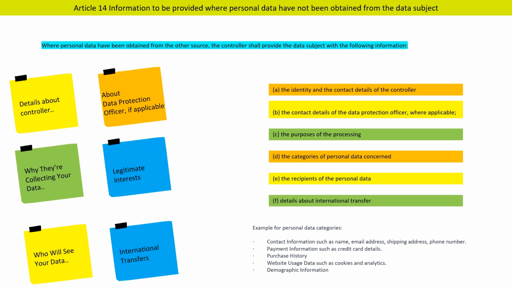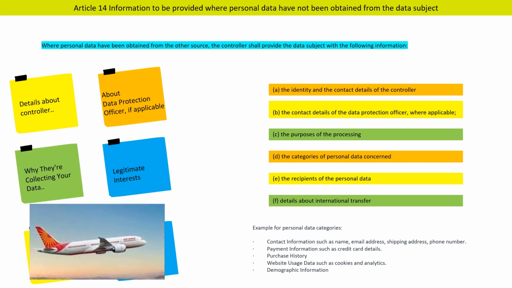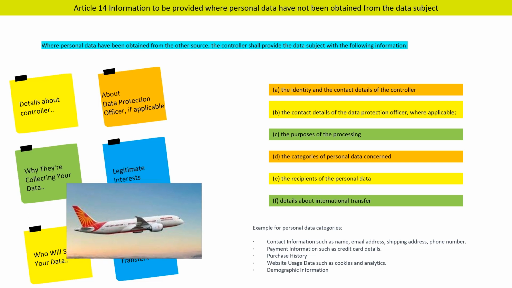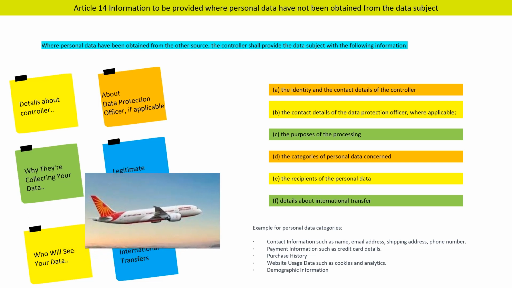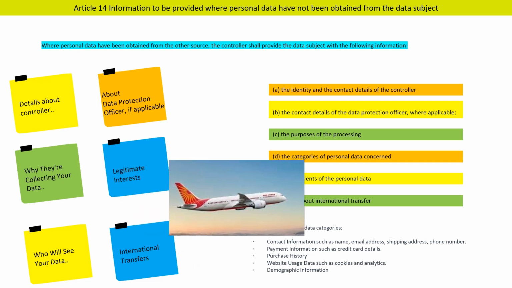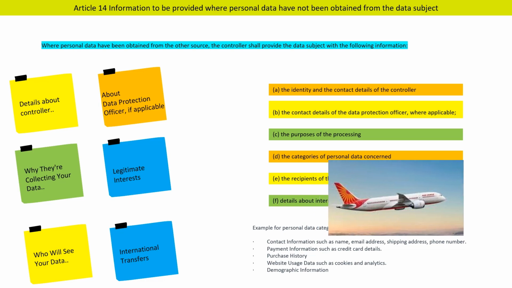If the controller plans to send the personal data to another country or international organization, they should mention it and provide information about the safeguards in place. Also, they need to tell the data subject how to get a copy of these safeguards if required. So, this is about Article 14.1.